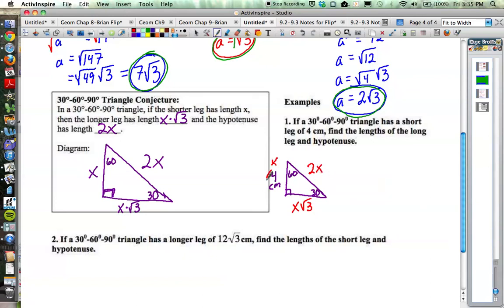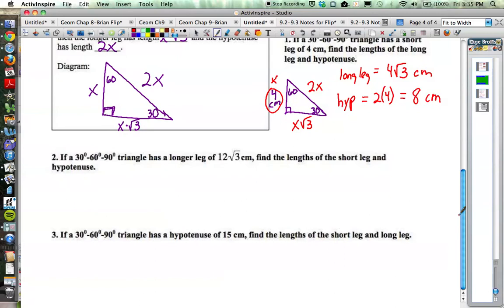Okay, well, we know x is 4. So that would mean that the longer leg, so the long leg, is x times the square root of 3. Well, that would be 4 times the square root of 3, because x is 4. What's the hypotenuse? And I'm just going to abbreviate it here. The hypotenuse is 2 times x, in other words, 2 times the shortest leg. So 2 times 4, which is equal to 8. And we did have some units here, so let's put those on. So 4 square root 3 centimeters and 8 centimeters.